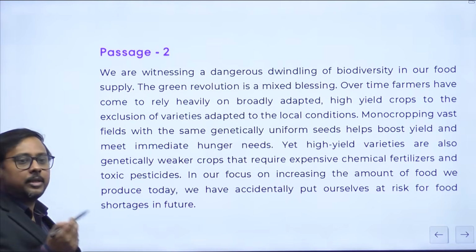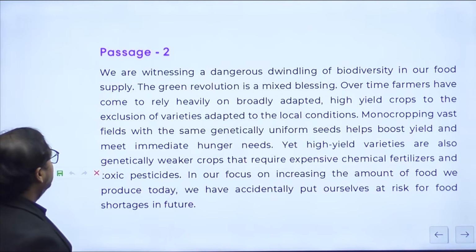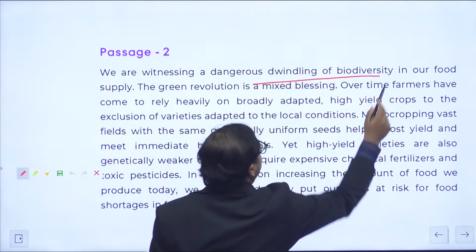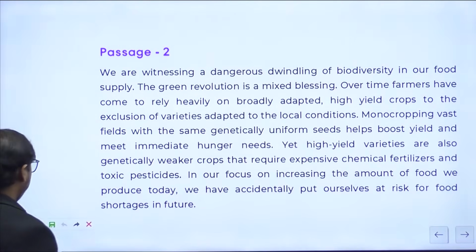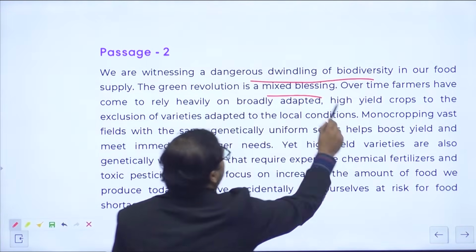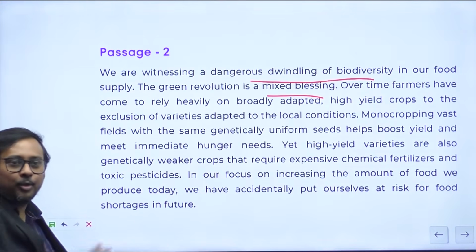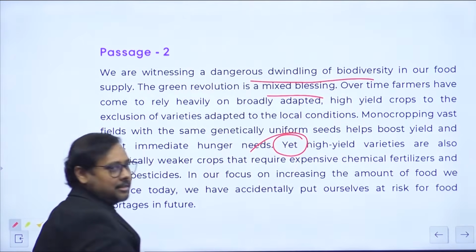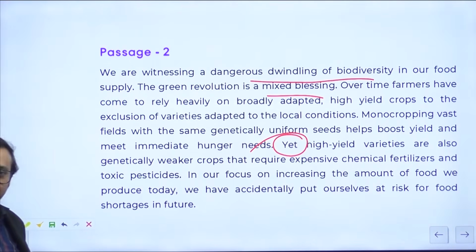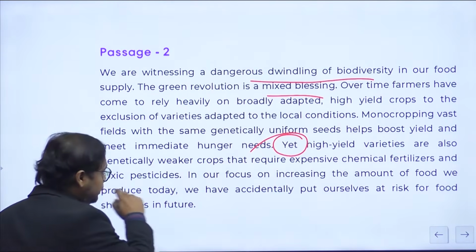First, let's mark those words which are important. Tell me. Dangerous, dwindling biodiversity. Excellent. I'm trying to search for that one word. There is one word from where the whole tone changes. Yes, excellent. Yet. This: if, yet, therefore, hence, since, but. These are very important words.